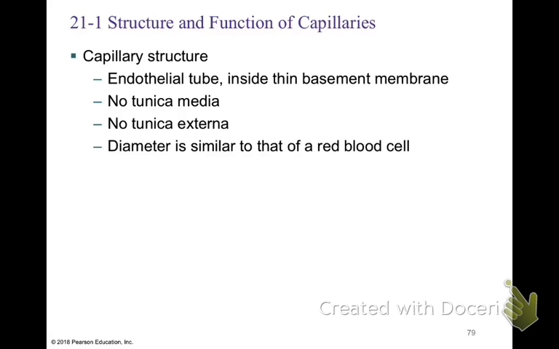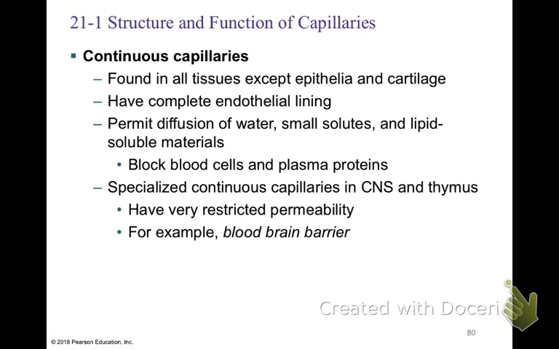So in terms of structure, just an endothelium with a thin basement membrane. They cannot vasodilate or constrict. The only control over them is at the precapillary sphincter. We divide them into 3 kinds. The most abundant kind is the continuous capillaries found in muscle, connective tissue, and specialized continuous capillaries in the central nervous system and the thymus. They are very basic, and we'll look at them most particularly.